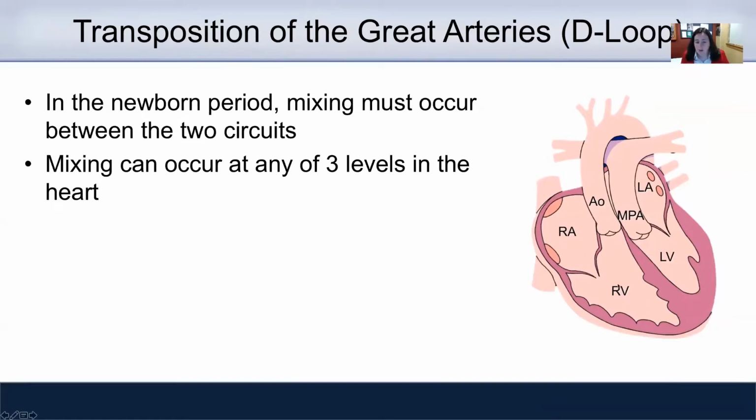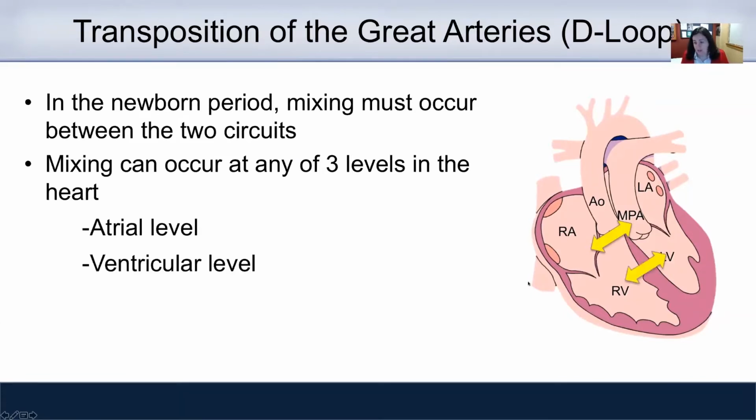So when infants are born with this form, the most common form of transposition, they cannot survive without mixing of blood. This mixing can occur at one of 3 levels. It can occur at the atrial level in the form of an atrial septal defect or a patent foramen ovale. It can occur at the ventricular level in the form of a ventricular septal defect, or it can occur at the great artery level, such as a PDA. But this physiology is not compatible with living long-term.